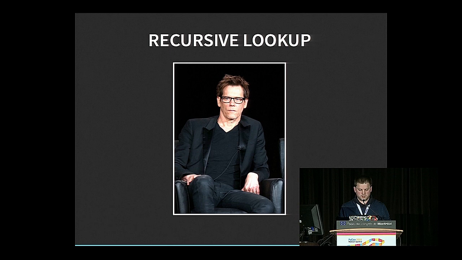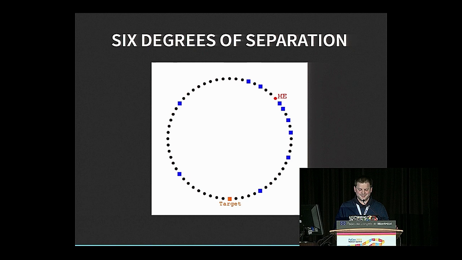Can you guess? Six degrees of separation is a nice simplification of this. Say I want to put a value with a key whose hash puts it in a position at around 6 o'clock there at the bottom. And I'm at about 1:30, and the blue squares are the peers that I know in my routing table.